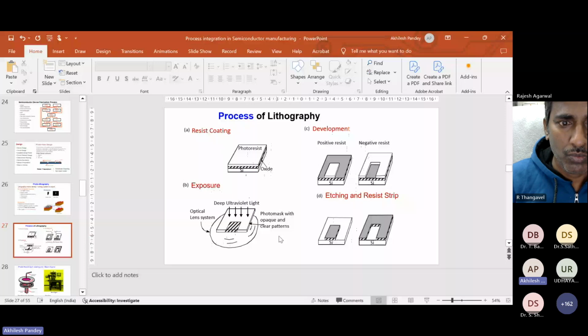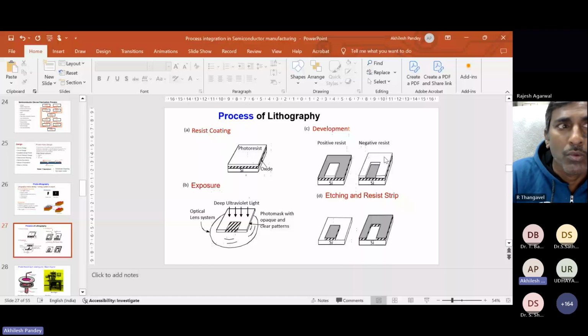Where the exposure is there, the photoresist will be weak, so it has to be removed. And in the negative, no sorry, the other portions are weak and are removed. In the negative photoresist, the other portion of photoresist remains and this is removed. After this, etching and resist stripping have to be done.